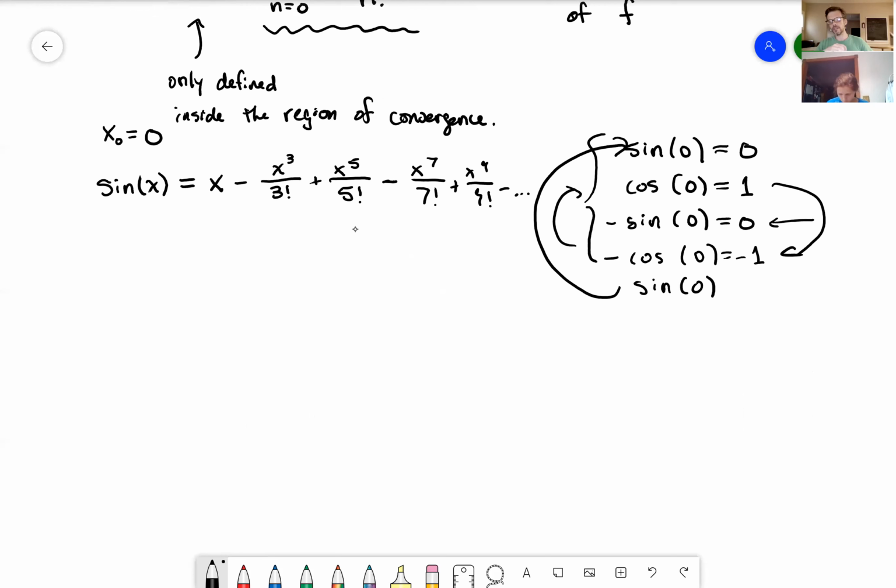Now I'm going to do a derivation of the Taylor series for e to the x.